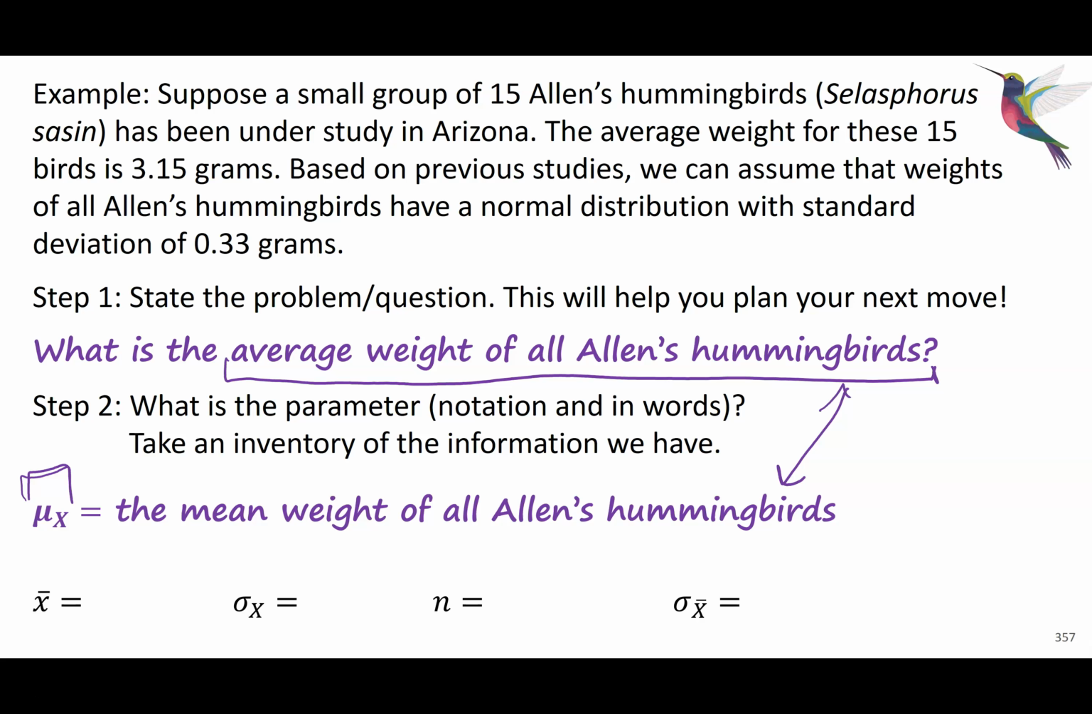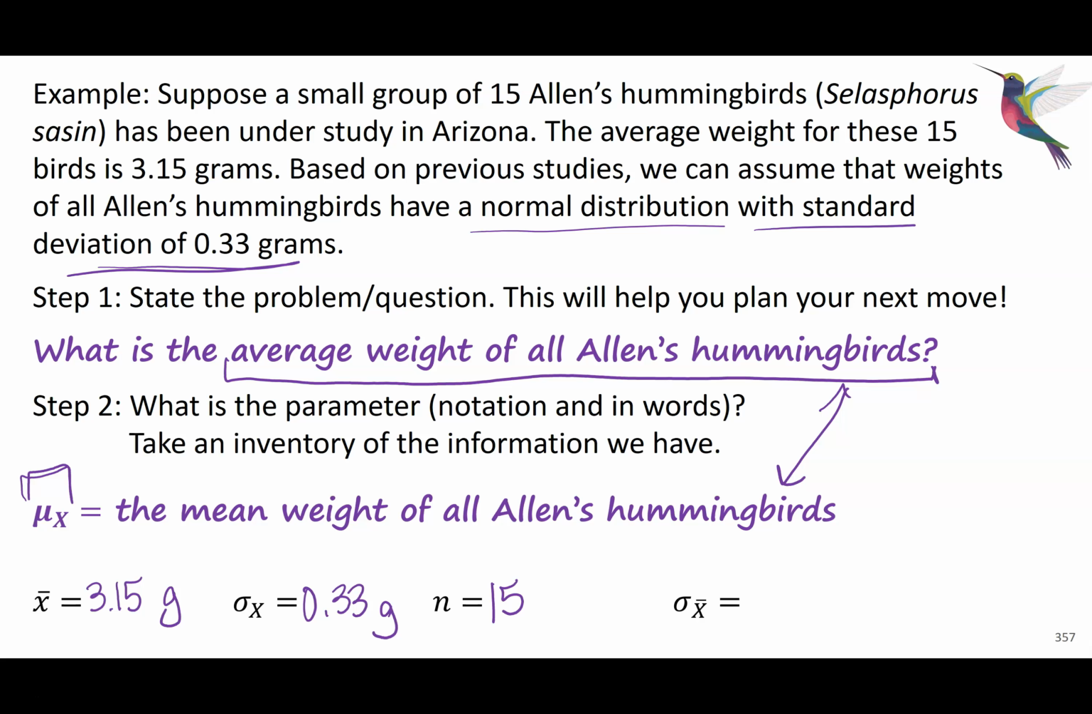So then I'm going to take inventory. What information do I have? So real quick, I took 15 hummingbirds. Those 15 hummingbirds, I saw an average weight of 3.15 grams. The abbreviation is just g. And then I know that the population is a normal distribution with a standard deviation of 0.33 grams.